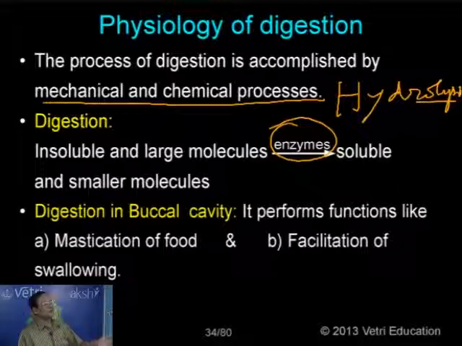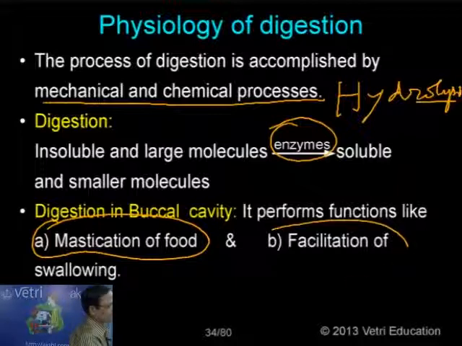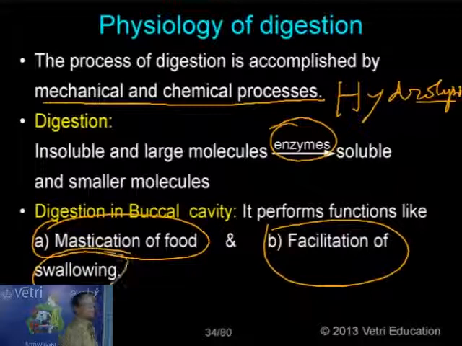Now let's take the first one, digestion in the oral cavity, or the mouth, or the buccal cavity. The buccal cavity is normally concerned with two functions. One, mastication of food, the grinding and breakdown of large pieces of food into smaller particles. And also it facilitates swallowing. These are the two main events: the mastication of food and the swallowing process. It makes the food ready to be swallowed. That is happening in the buccal cavity.